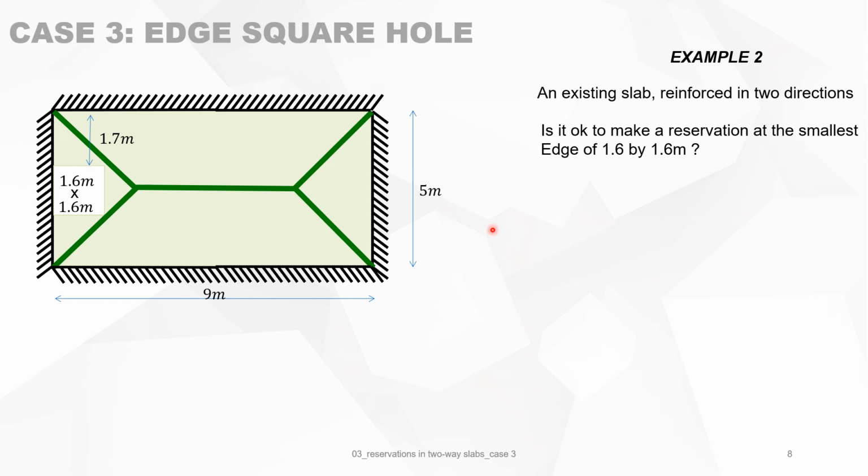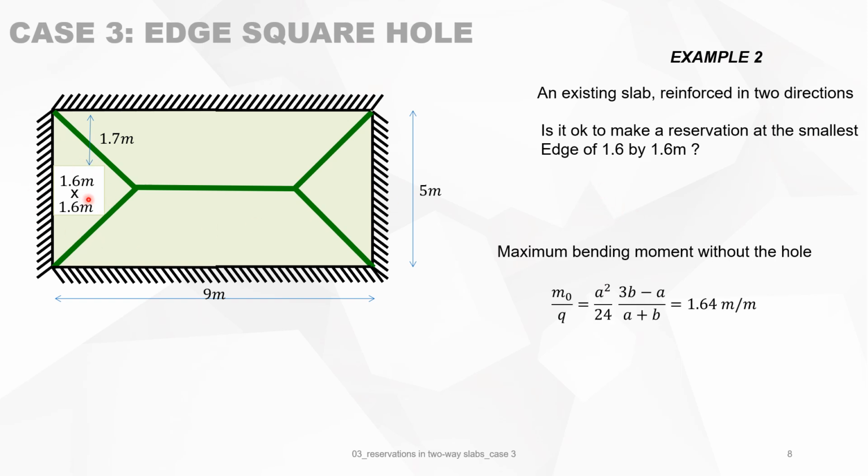A second example is an existing slab reinforced in two directions, and they want to make a reservation of 1.6 times 1.6, like it is indicated here. And the question is, is this possible? Can we do that? Now, you don't know the original load that the slab was designed for.